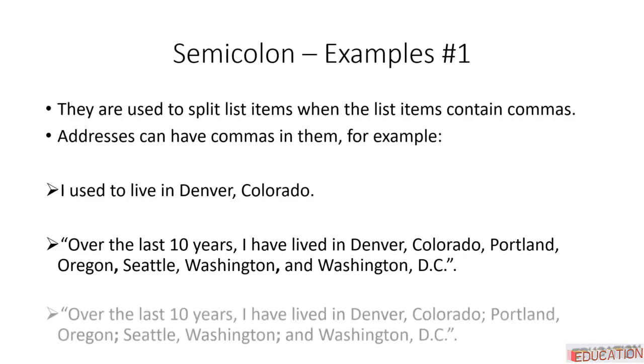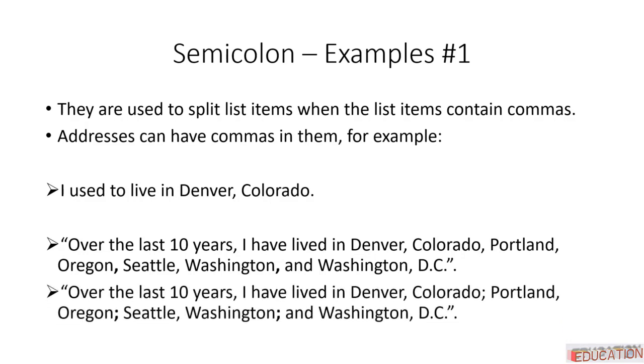So this is what we do. We replace the commas that separate the list items with a semicolon and leave the comma that separates the town from the state. And this makes it much easier to read, and it makes the intent a lot clearer. So it still reads the same. Over the last 10 years, I've lived in Denver, Colorado; Portland, Oregon; Seattle, Washington; and Washington, D.C. But what we do is when we read it, we leave slightly longer pauses between the semicolons than we do between the commas. And then the intent and the meaning is a lot clearer.